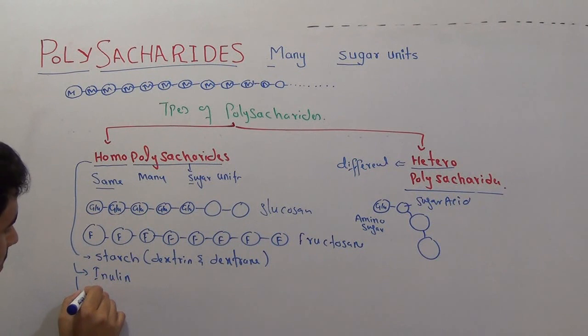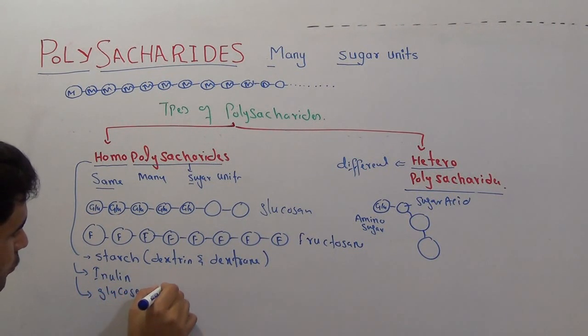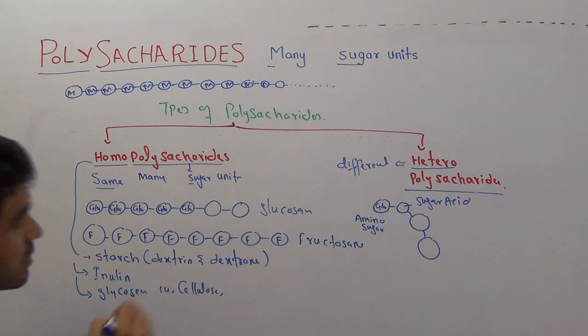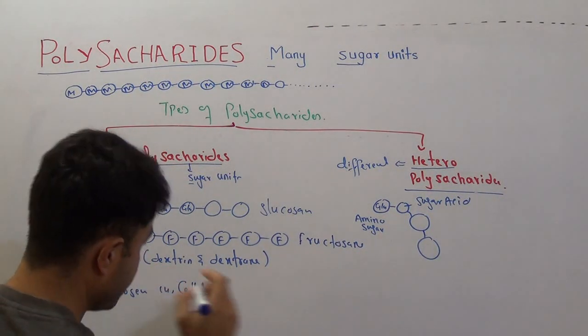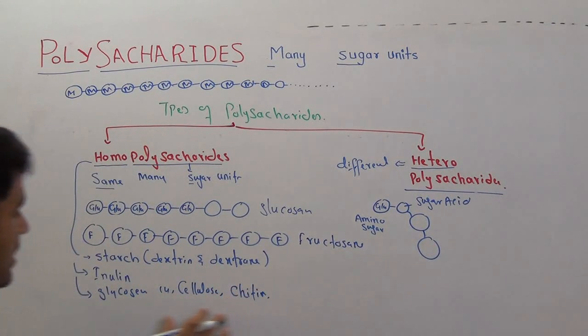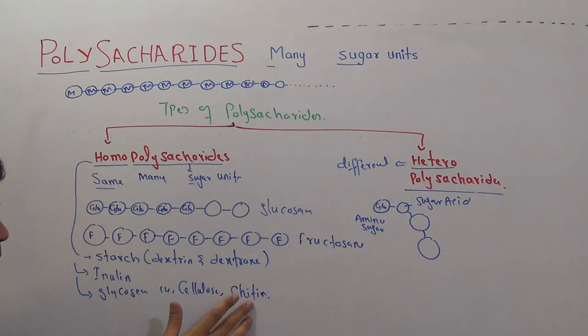And third one is the glycogen. Fourth one is the cellulose. Fifth one is the chitin. So these are some well-known examples of the homopolysaccharide.